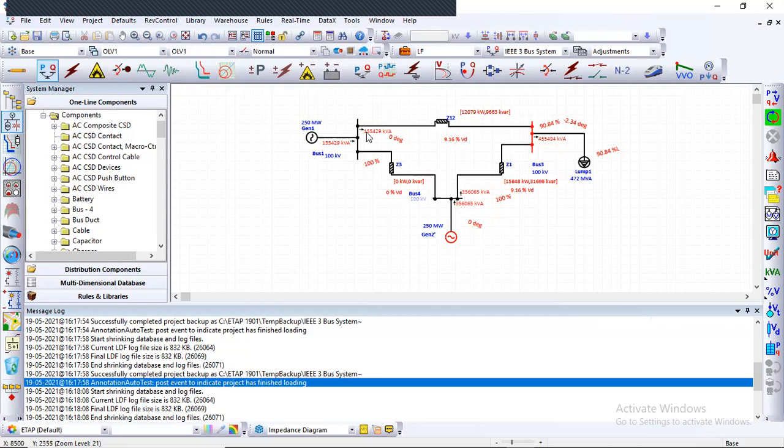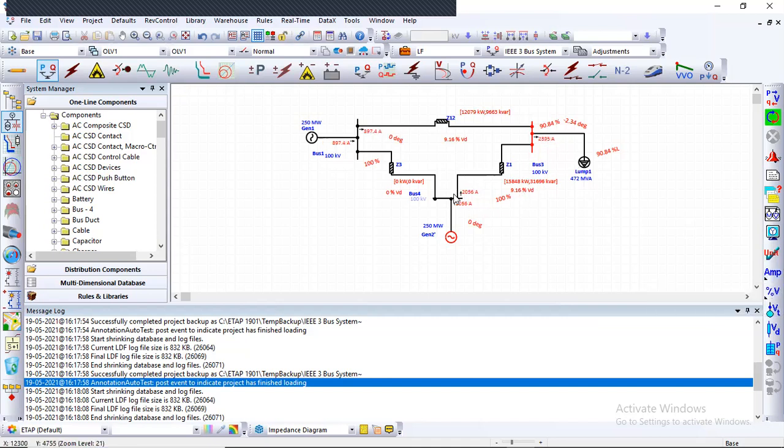This kVA rating is the outgoing supply from this bus, and this is again the outgoing supply rating in kVA to the lump load. Again, the kVA rating for this bus of the line, and this is the kVA rating of the generator. So you can see we can select the particular kVA rating.